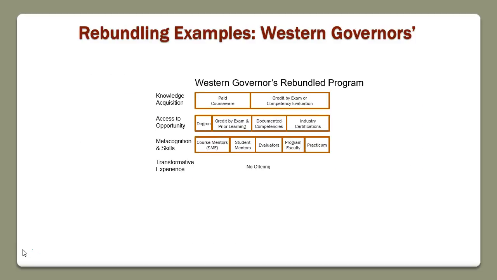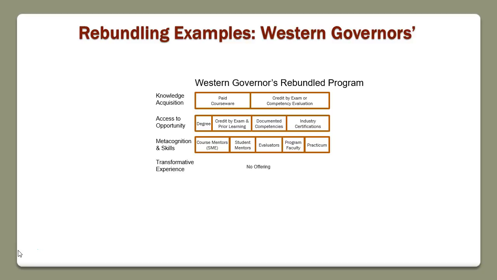So the first rebundling example I want to talk about is Western Governors, because they're one of the best known. So you take the different components, and what Western Governors is doing is they're taking paid courseware. They went out and they said, we don't want to create anything that we have to. And they're also combining that with credit by exam or competency evaluation. So if you've already learned something, then you don't have to relearn it. So they're taking that, and then they're doing access to opportunity.